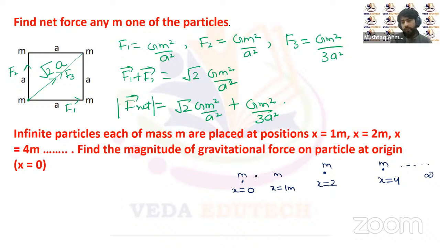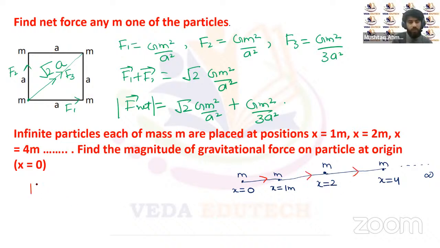So this is an infinite mass distribution. The distribution here is infinite. It means an infinite number of particles is placed on this line. We have to calculate the net force on this mass M placed at the origin. The net force will be the total attractive force because of each of these masses.